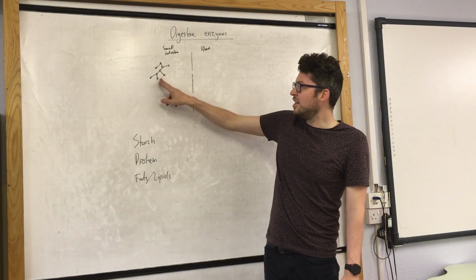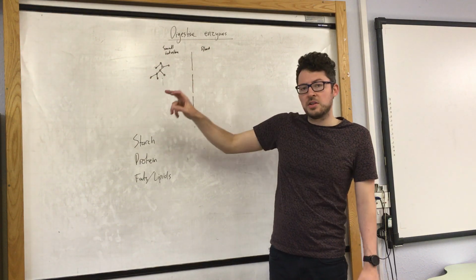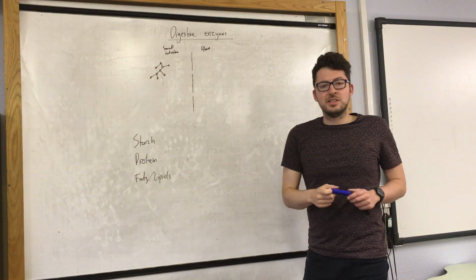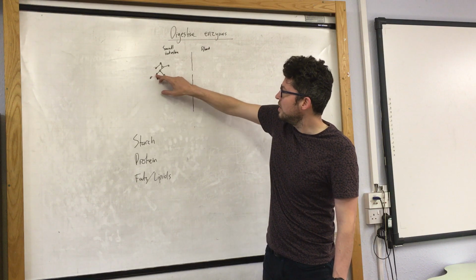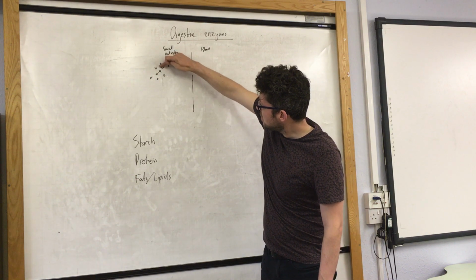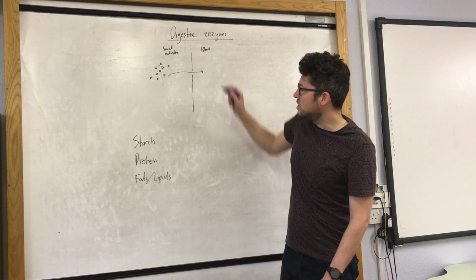So let's imagine this is a starch molecule. Starch is a long chain of glucose molecules joined together. That cannot fit through the gaps as it's too big. So what we need is enzymes that break this down, get rid of the bonds, and leave us with glucose that can then be absorbed into our blood.